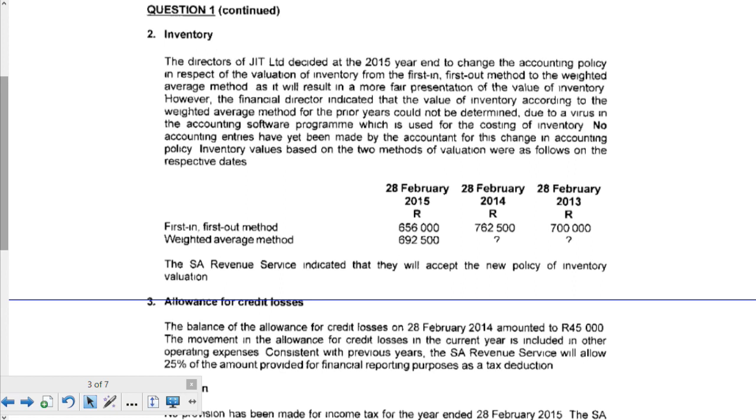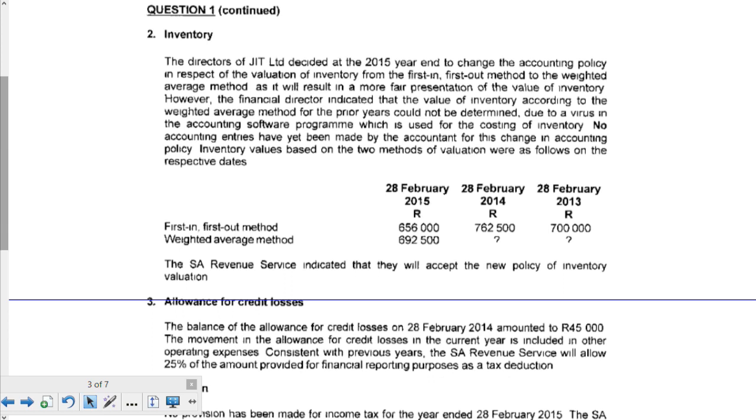The financial director indicated that the value for the prior years could not be determined due to a virus in the software. So we're not going to be able to go back. So for those years, we're only going to be able to fix this year. So you can just put a line through them. Just take a red pen or a green pen and put a line through them. And over here, you would say could not adjust retrospectively. No, you can leave it out.